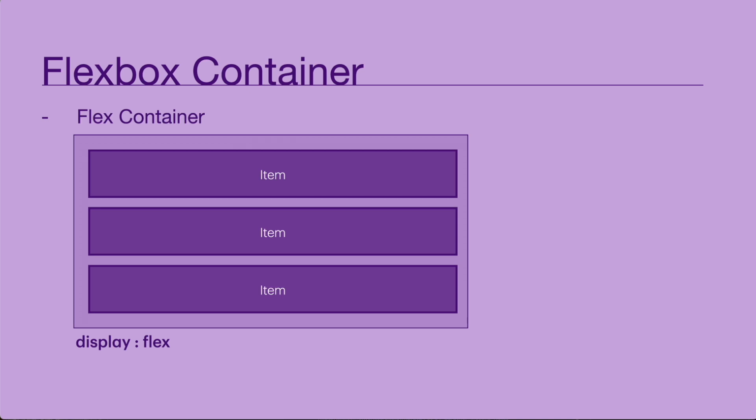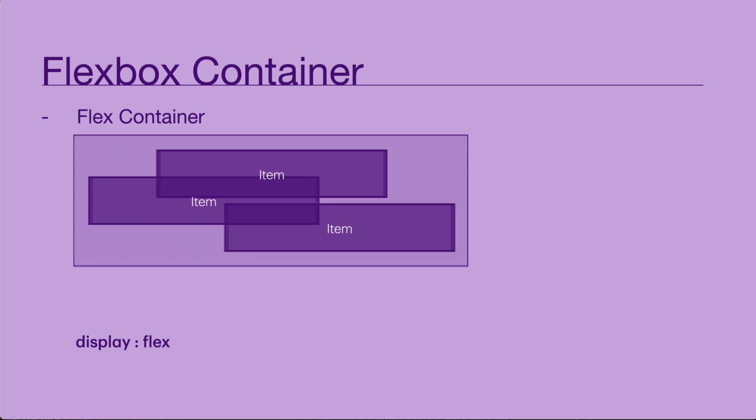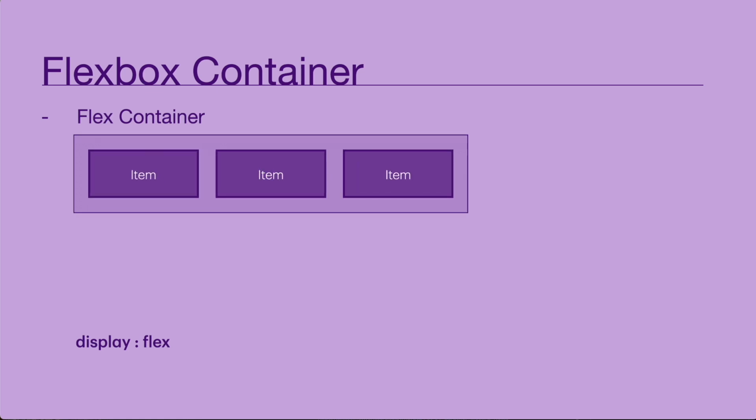will become flex items. By default, the items will be aligned on the main axis, which is again by default the row. So if I have display flex set to this container, the items will be shown like this. So let's go and see this in real code.